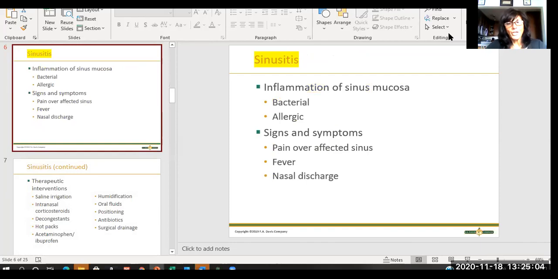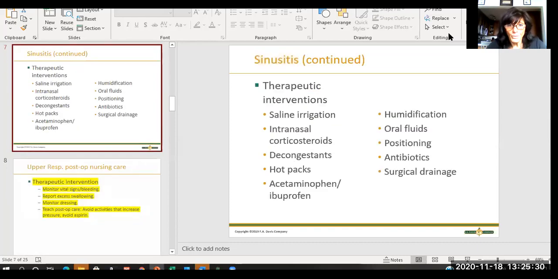Sinusitis, inflammation of the sinuses. You have sinuses right underneath your eyes. They are the ones that you actually can palpate when they're swollen. If you have a sinus infection, they're tender, they hurt. You have one above each eye. Then there's a third set, but you can't palpate them back there. People will have fevers, nasal discharge. Sinus infections can be bacterial, or they can be a response to allergies, okay?